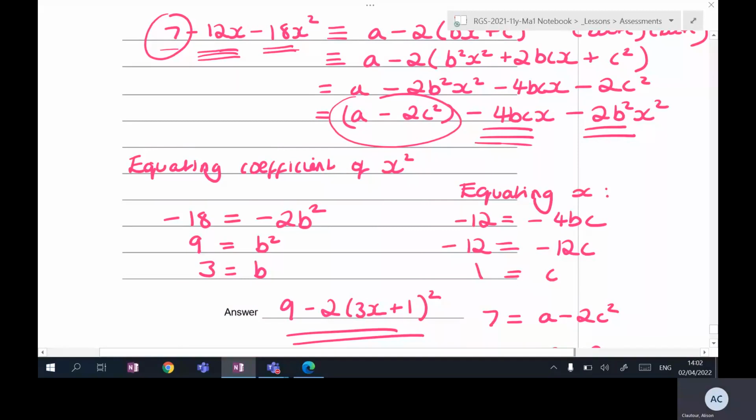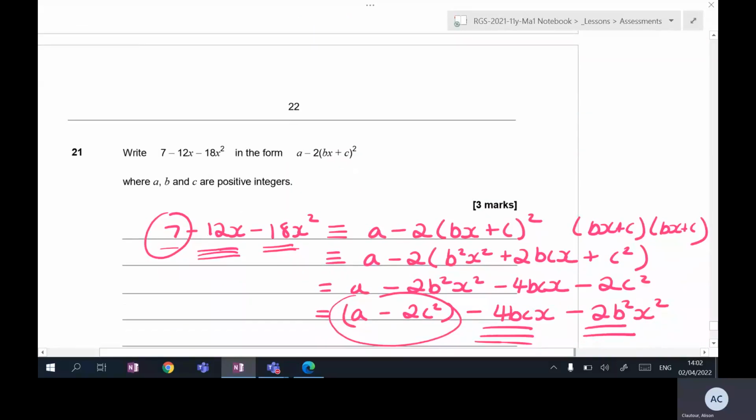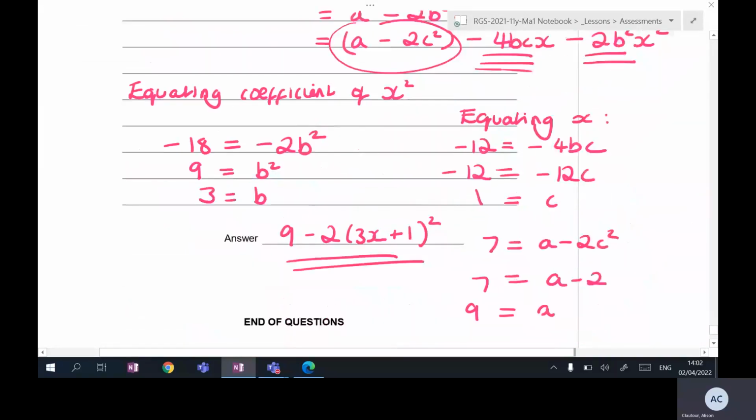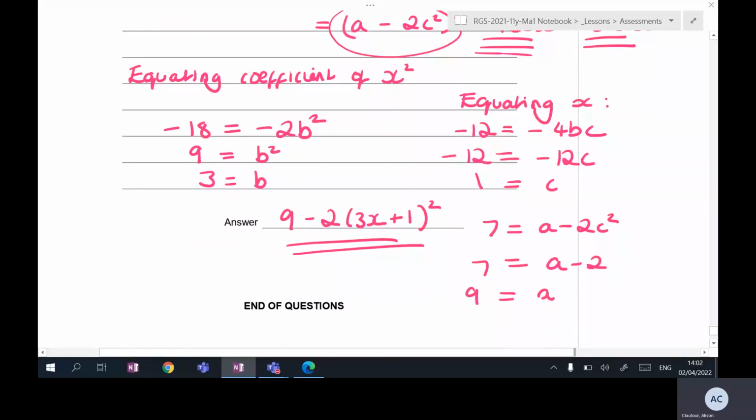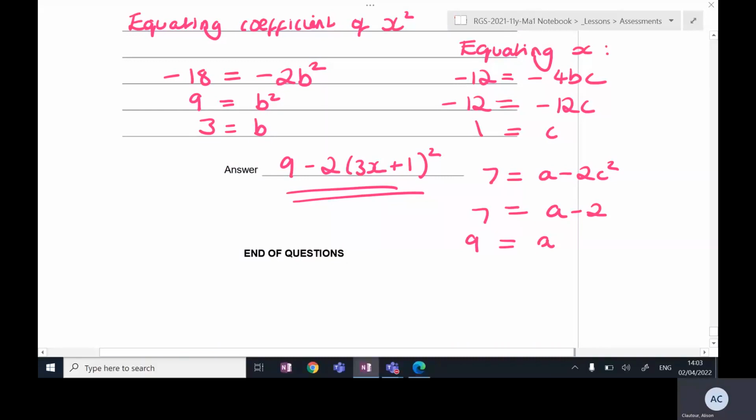Okay, so an identity question won't always have an identity symbol, but think about that process. It's a much easier way of completing the square. You could have actually completed the square, but it's quite a complicated one, so it's much easier to treat it as an identity. Okay. And that is the end of this paper.